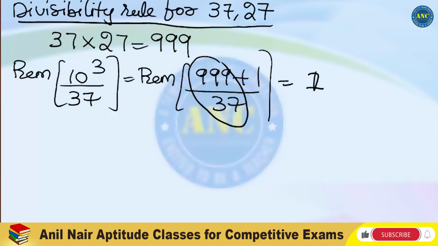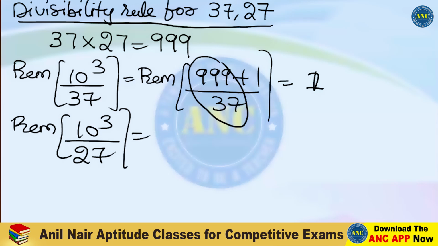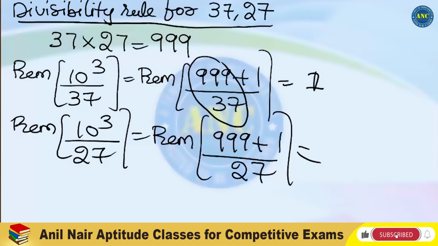The way your mind is thinking, it is right. If it is minus 1, we start from a group of 3 digits, alternatively add and subtract. If it is 1, just keep on adding. Similarly, remainder 1, 10 cube divided by 27, which is nothing but 1000, is 999 plus 1 divided by 27. This is divisible. Answer is 1. That means, what is the divisibility rule for 37 and 27?